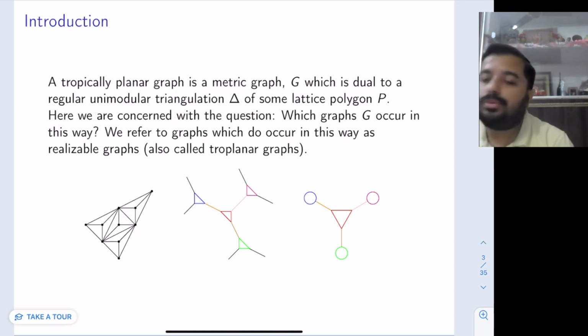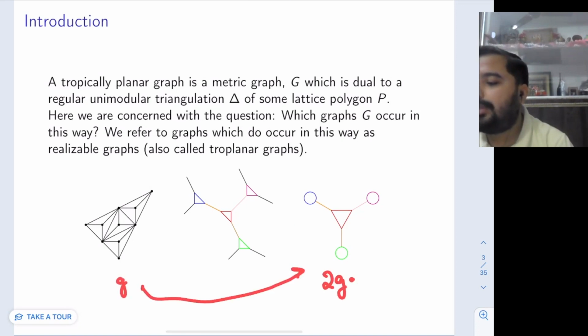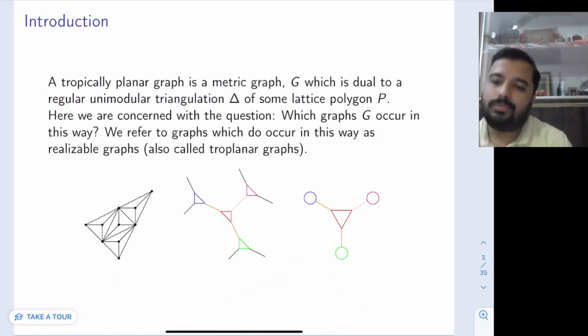So given a certain number of vertices, we already know how many graphs up to isomorphism are present. Here, if you start with genus G, you get a graph on 2G minus 2 vertices and 3G minus 3 edges. With this nice classification of isomorphic graphs, you want to know, for given G, out of all graphs, how many can occur via this process. I'll try to make this more precise as we move forward.